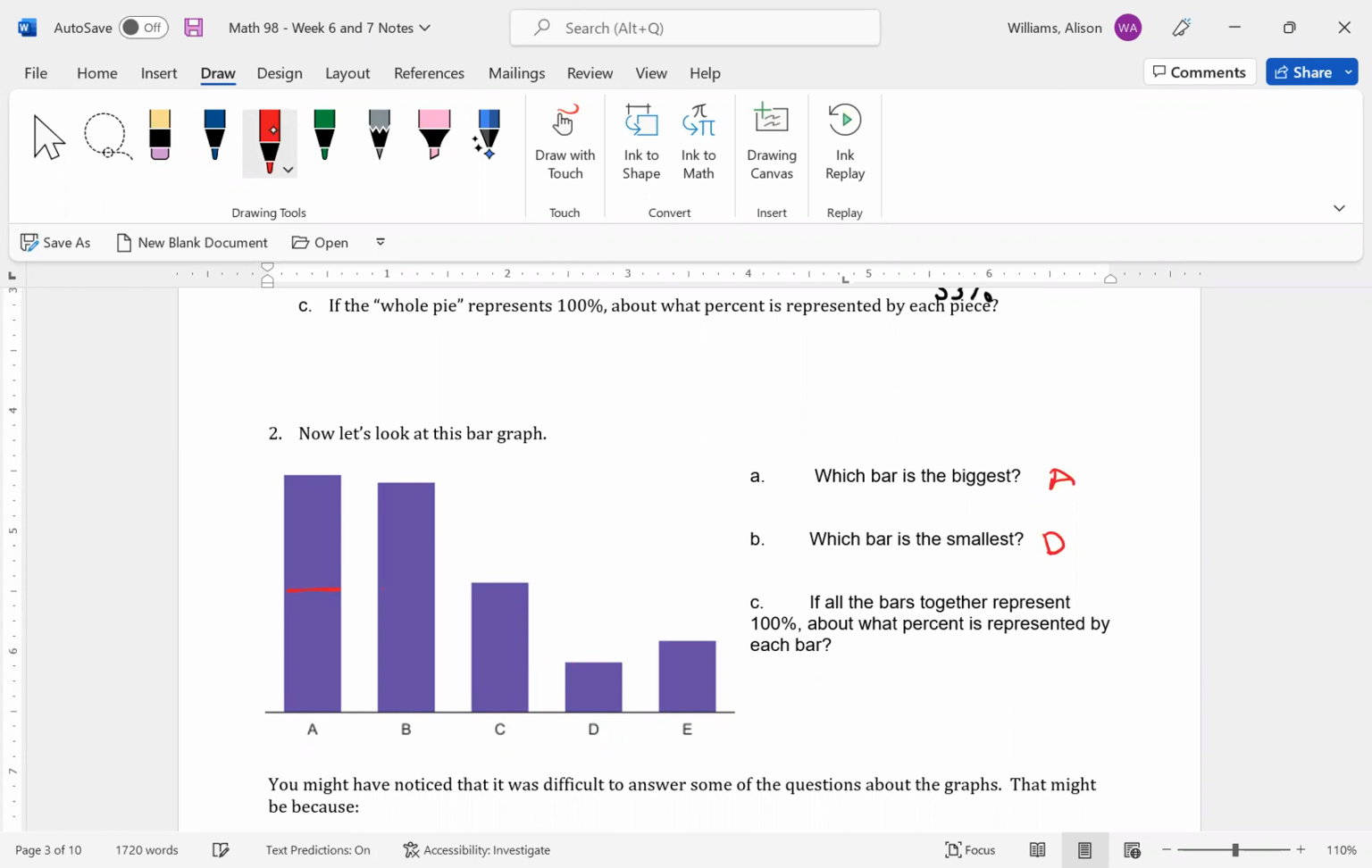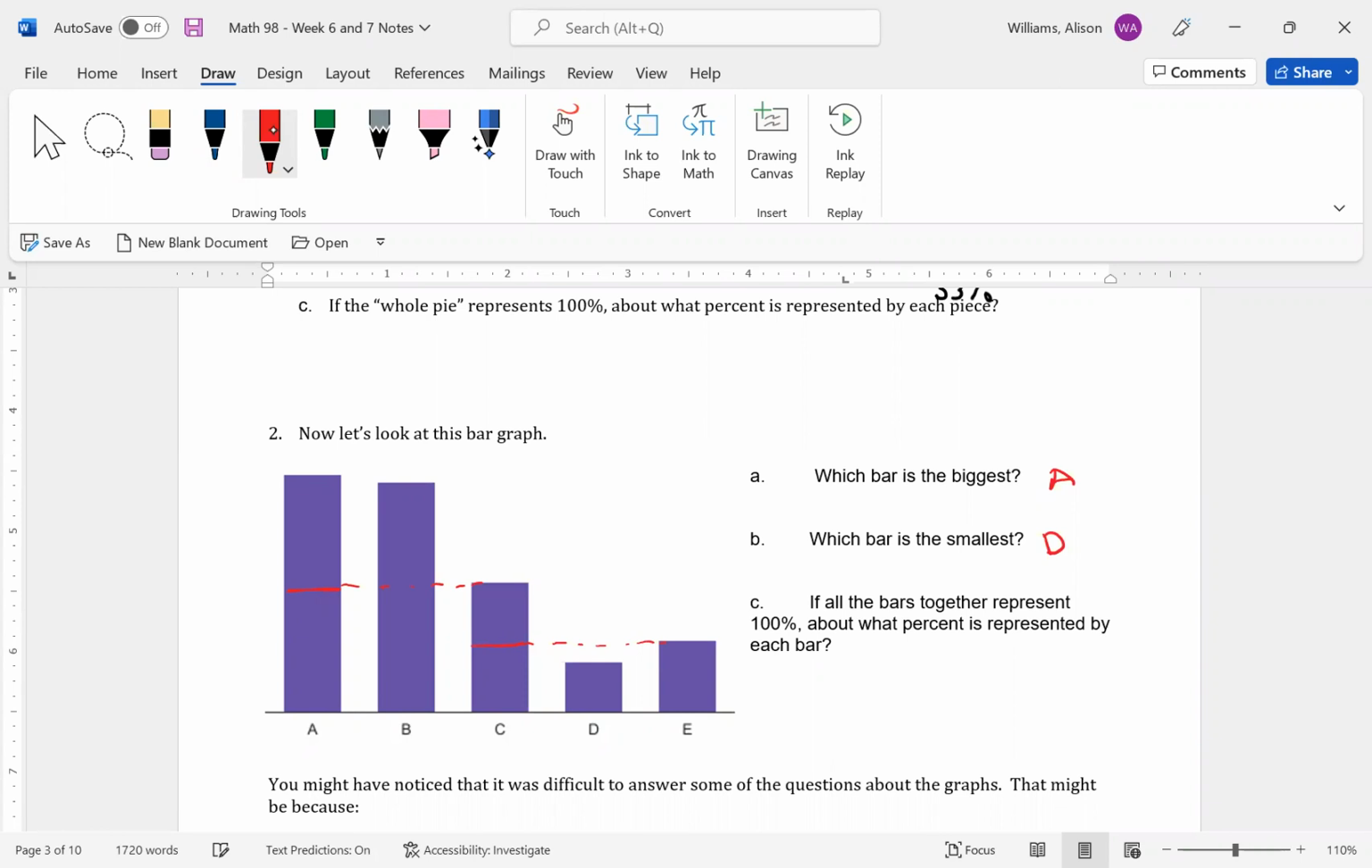What about E? Let's compare E with C. I'd say E is close to half. So E looks like it's close to half of C. All right, so we're using that, and we are being a little bit of a rough estimate here. And D is definitely smaller than E.